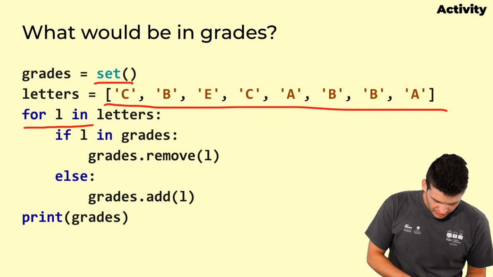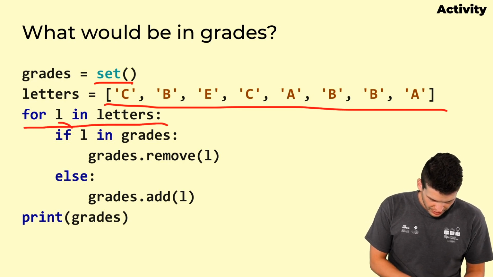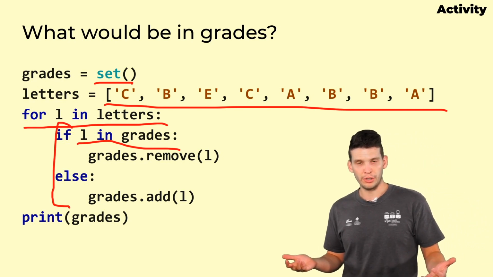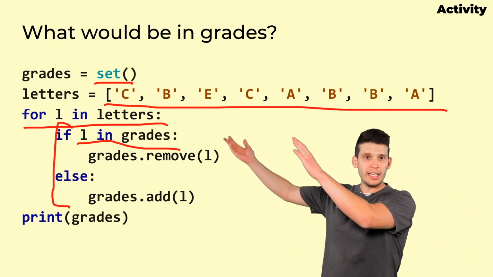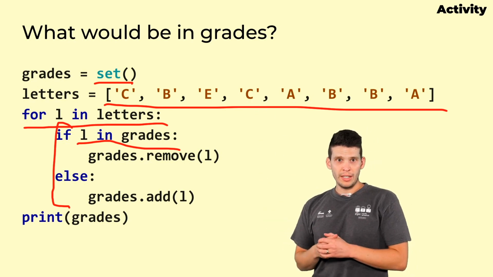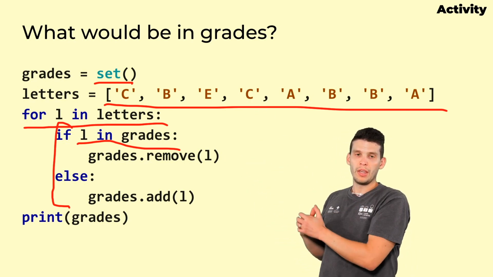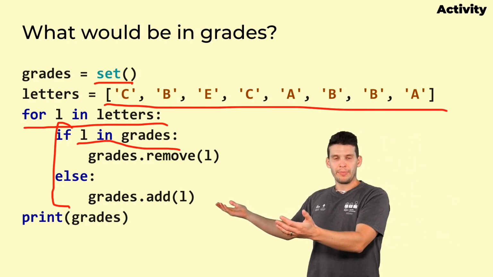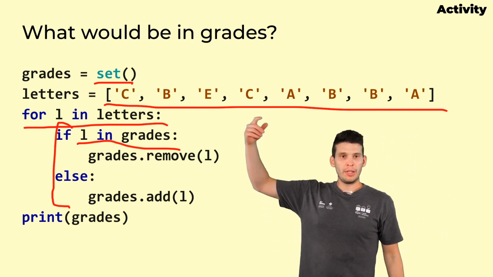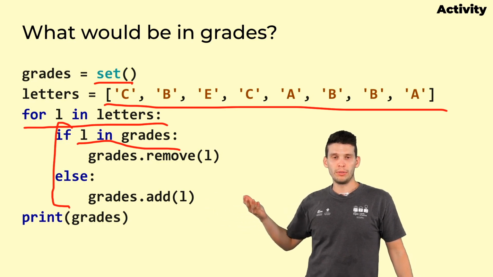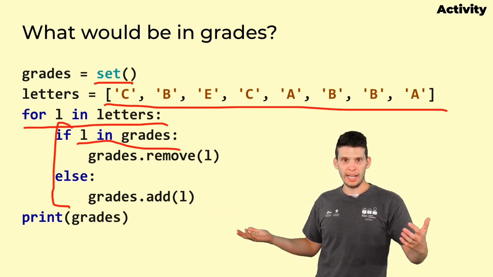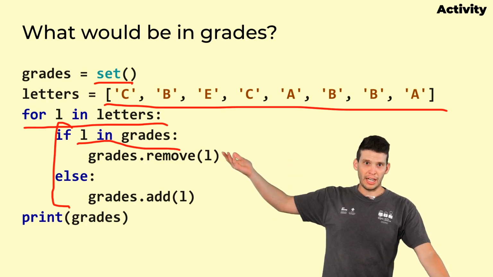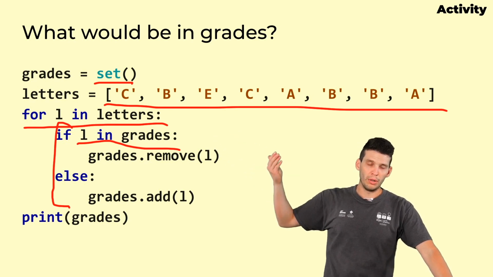Now, the list is iterated through, but there's this if-else that basically asks if L, whatever the grade is that you're currently looking at, if that's in the grades set already, then remove it. Else, in other words, if it's not already in the set, then add it. So basically, if it's the first time it's seeing an A, it will add that letter. But then if it sees it a second time, and it's already in the grades set, it will remove it.